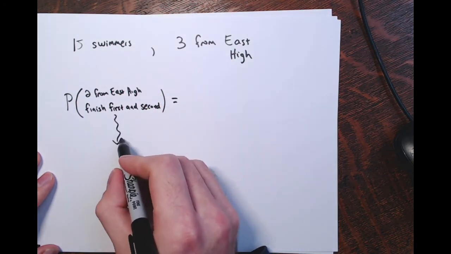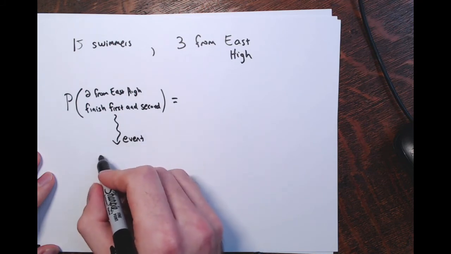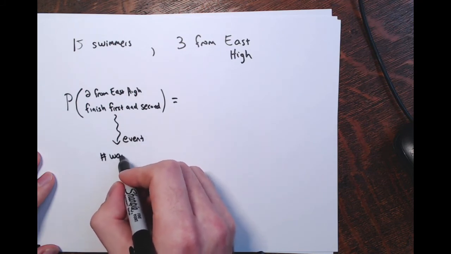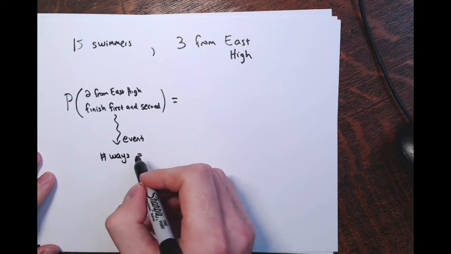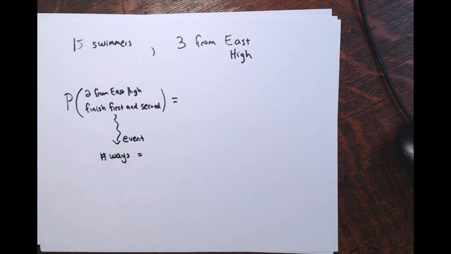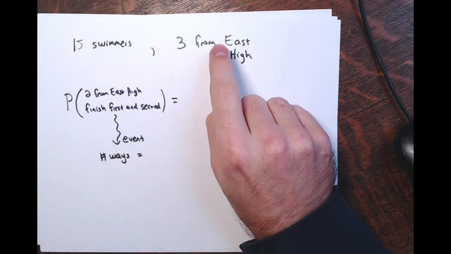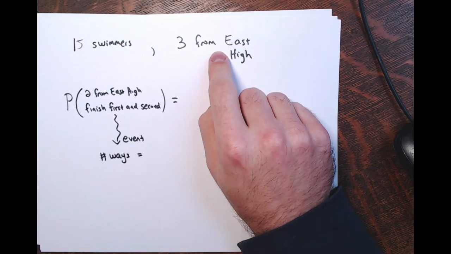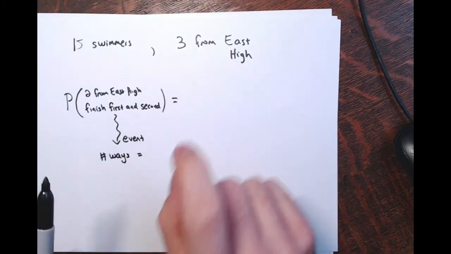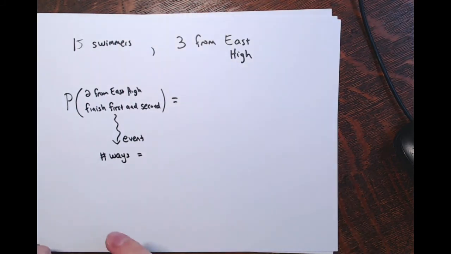All right, so let's look at this event. Now, how many ways can this happen? What I'm going to do is count how many ways can 2 of these, I'm only really focusing on the East High students at the moment. All right, how many ways can 2 of the East High students finish first or second?